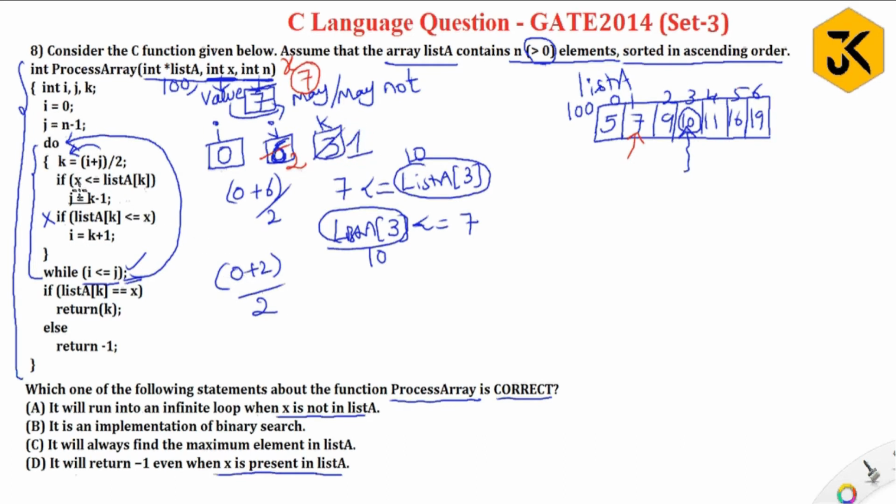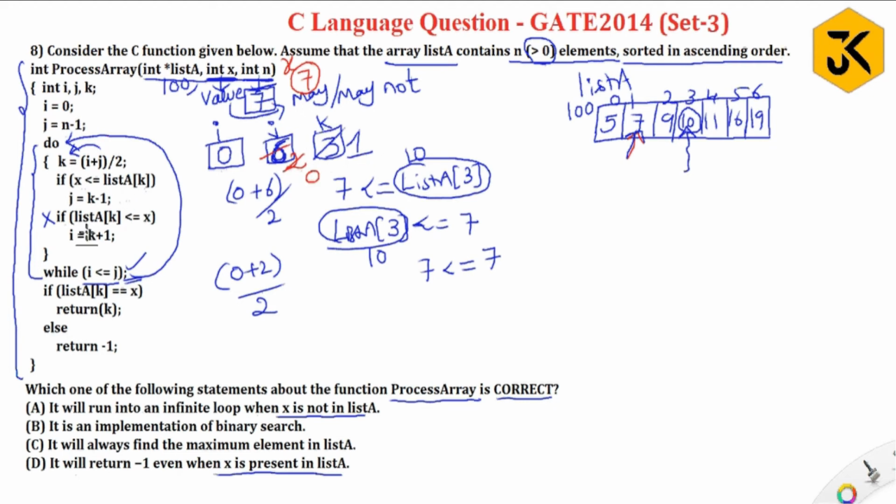Now once again checking. What is the x value? Is 7 less than or equal to list A of k? K means 1, list A of 1, this one, that means 7. Is 7 less than or equal to 7? Yes, the condition is true. Then the j value will be updated to k minus 1. What is k minus 1?